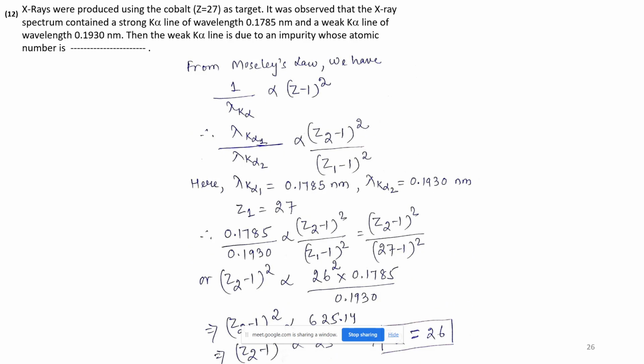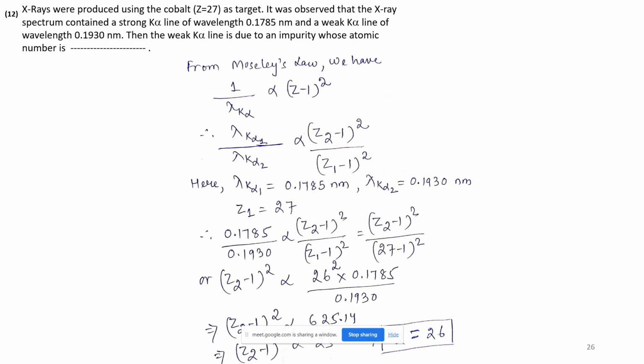So we know from Moseley's law that 1/λ of K-alpha is proportional to (Z-1) whole square. Okay, so we can compare the wavelengths. So λ of K-alpha 1 divided by λ of K-alpha 2 is proportional to (Z2-1) divided by (Z1-1) whole square. Now here we know the lambda values: the K-alpha 1 wavelength is 0.1785 nanometer, and the K-alpha 2 wavelength is 0.1930 nanometer.